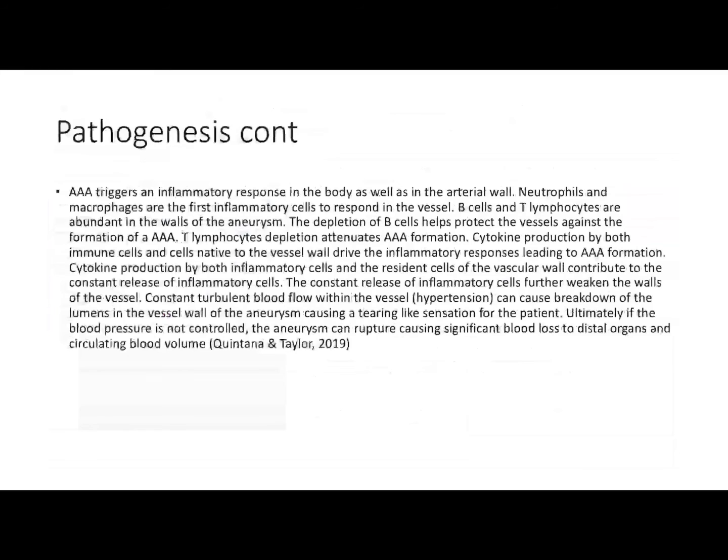Constant turbulent blood flow within the vessel, hypertension, can cause breakdown of the lumens in the vessel wall of the aneurysm, causing a tearing-like sensation for the patient. Ultimately, if the blood pressure is not controlled, the aneurysm can rupture, causing significant blood loss to distal organs and circulating blood volume.